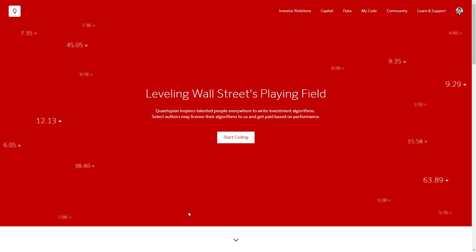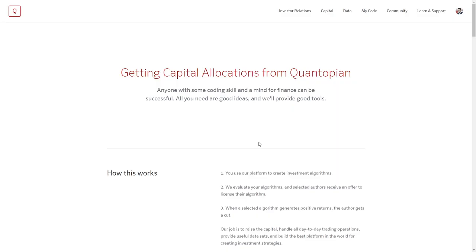Quantopian is a crowdsourced investment firm. Our goal is to democratize quantitative finance and level Wall Street's playing field, and do that by providing lots of free tools and data of the same quality that you would get if you were working as a professional on Wall Street. Our business model is to provide capital allocations to the best algorithms that have been developed on the platform.